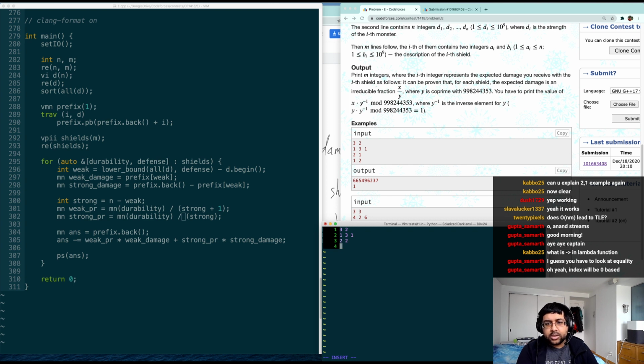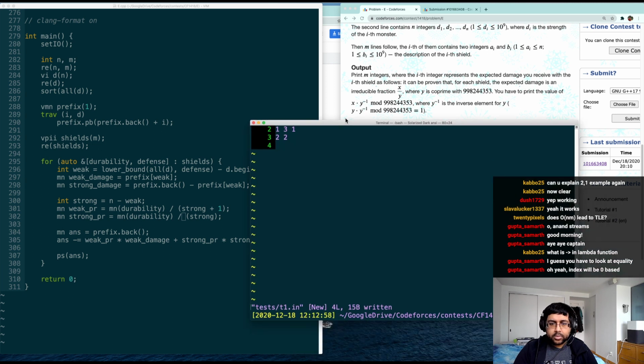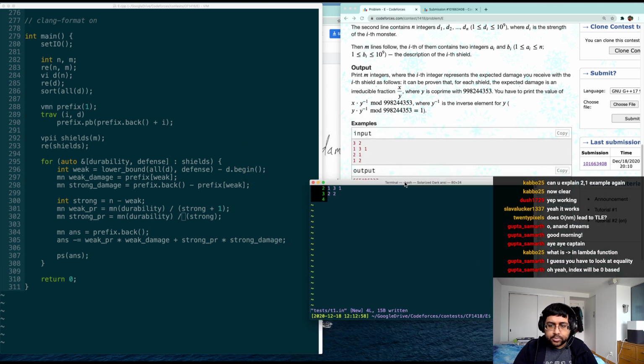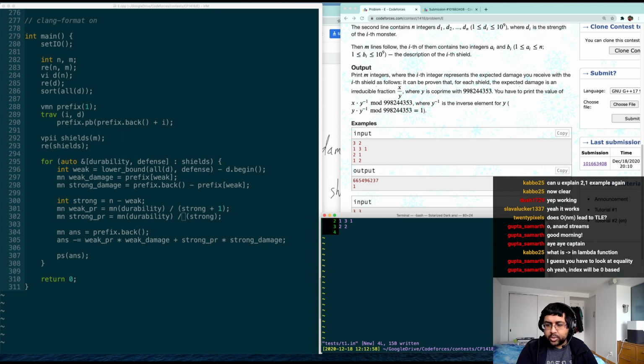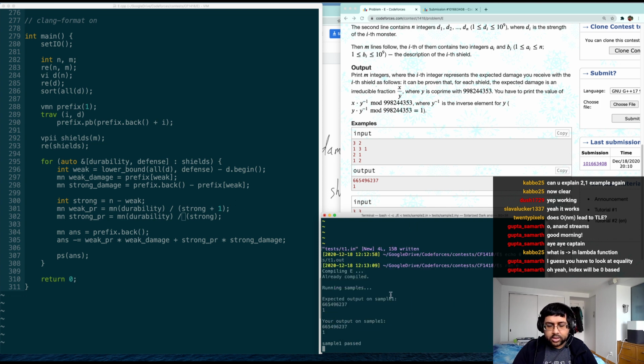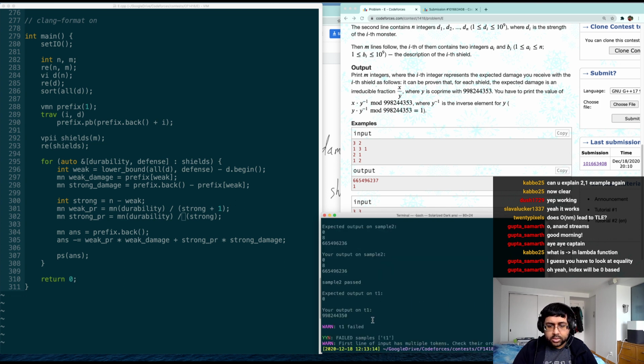your shield. So like in this example, I'll just make this 1. In this example, your expected damage would be 0 because your shield's defense is 2, so only one monster can hurt it, but its durability is also 2, so it'll never actually get damaged. So I think we would want to print 0 for that test, and we probably don't. Yeah, we print like some negative number, modulo whatever.